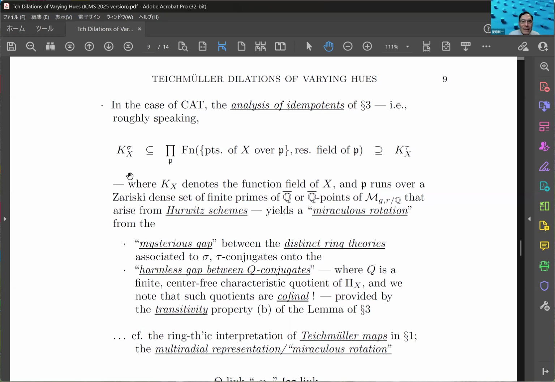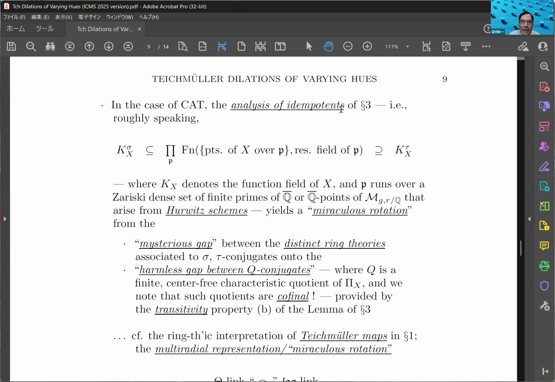So in the case of CAT, it turns out that the analysis of idempotence discussed in section 3 is used: basically one embeds the function field of X into some product over P of various function spaces of the sort considered in section 3. I don't want to discuss these function spaces in detail, but basically, in the case of GT, one is considering a Zariski dense set of finite primes of Q bar. And in the case of M_{g,r}, one is considering a Zariski dense collection of Q bar-valued points of M_{g,r} that arise from certain Hurwitz schemes.